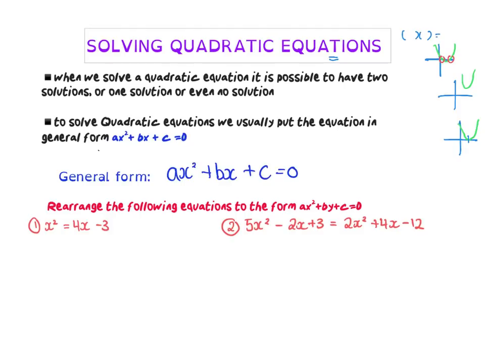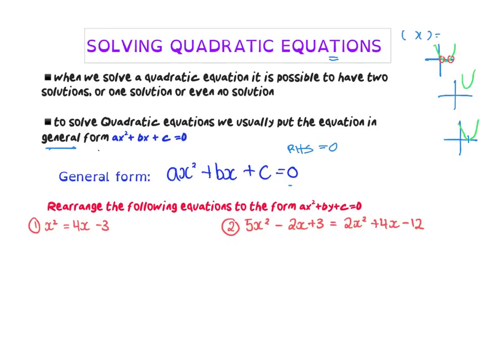So when we say a quadratic is in its general form, it looks like this: ax squared plus bx plus c equals 0. So the first step for solving a quadratic equation is to put it in general form and have the right hand side equaling 0.